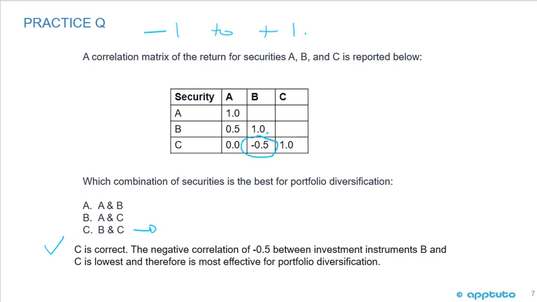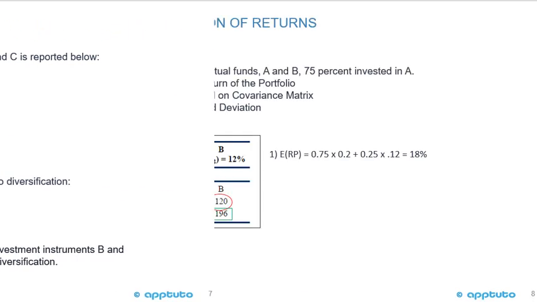And so we look, the lowest number that we have there is negative 0.5, and that's between B and C. B and C, correlation of negative 0.5, that's the best diversification. Correct answer is C. Very easy question.